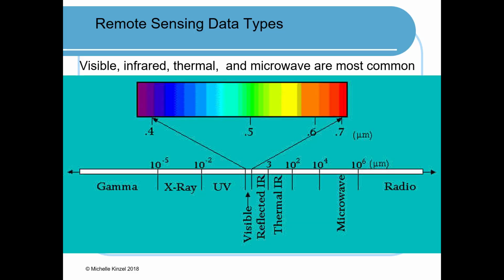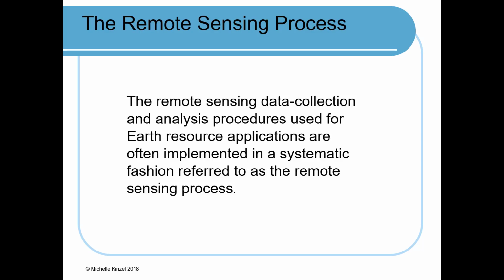So moving on to remote sensing data types. This is a diagram showing the electromagnetic spectrum, and we can see that there are the different types of energy from the left: gamma and X-rays, ultraviolet. Then we have visible, reflected infrared, thermal infrared, all the way down to microwave and radio, going from smaller to larger types of energy waves. And in remote sensing, we commonly use visible, infrared, thermal, and microwave portions of the electromagnetic spectrum.